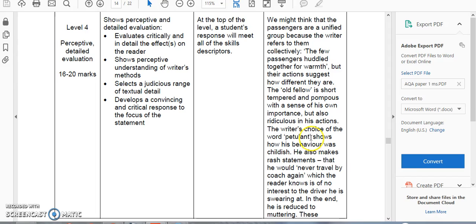They've picked up on some more nuanced, more different meanings, so perceptive understanding of the writer's method. So some more nuanced word choices here, like the choice of the word petulant to indicate this behaviour is childish and making rash statements, and the fact that he is swearing at the coach driver.